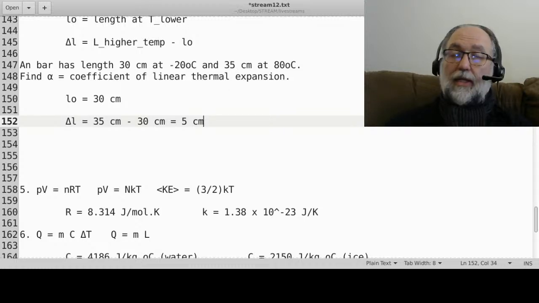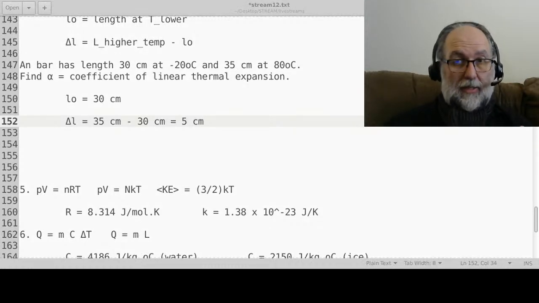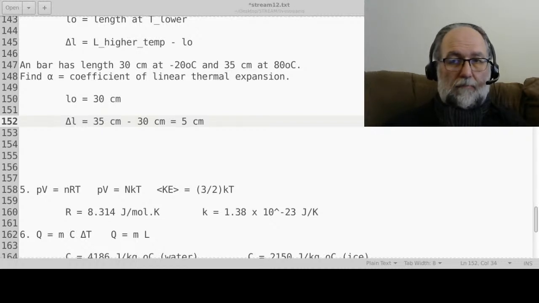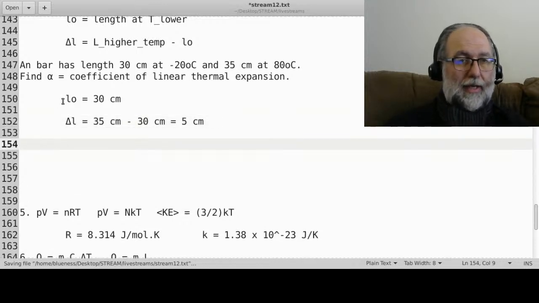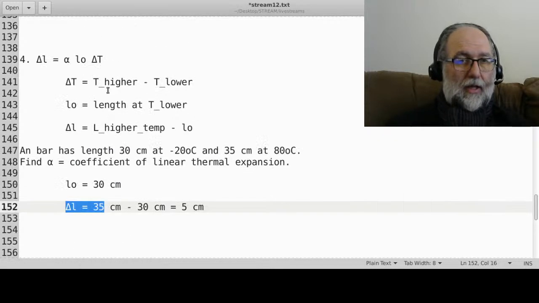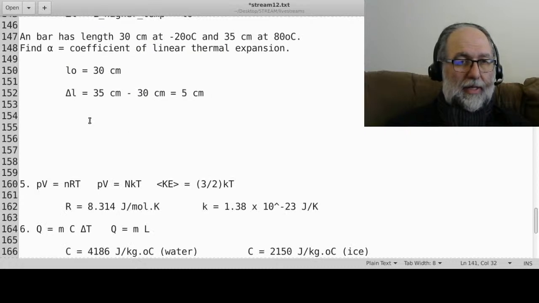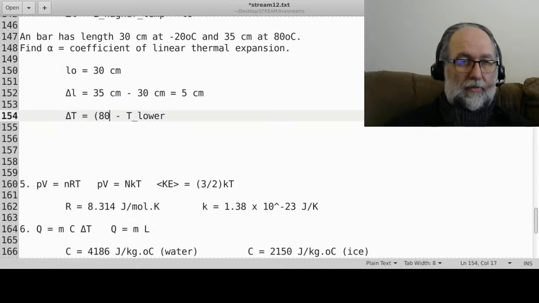Okay. So think of the delta L as how much did the thing expand? Not what is its length, but how much did it expand over that temperature range? Okay, so now what? Well, now we've got L naught, we've got delta L. What's the delta T? So the delta T here, just rewrite this, it's the higher temperature, which was 80 degrees Celsius, and the lower temperature, which is negative 20 degrees Celsius, like that.